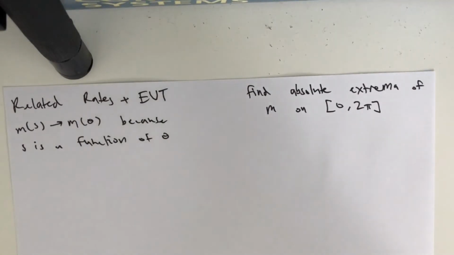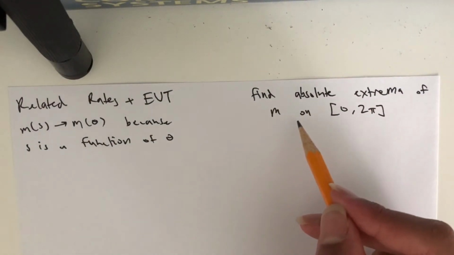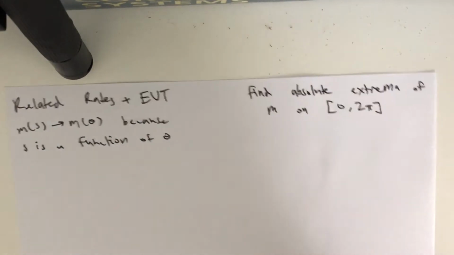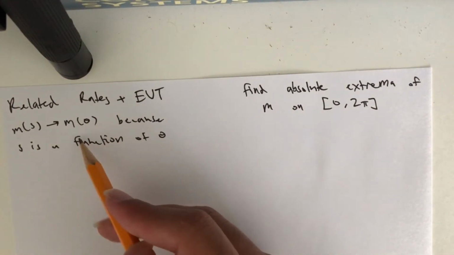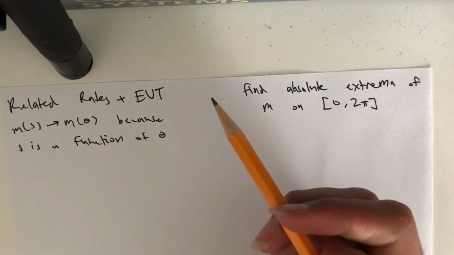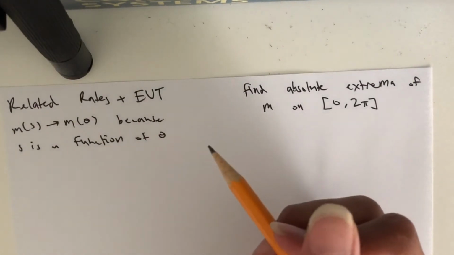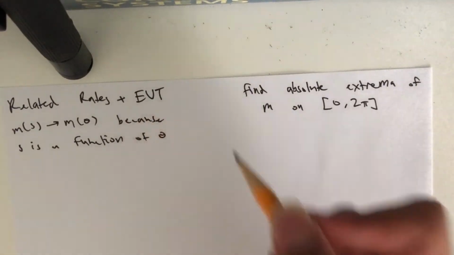The second part of the question asks us to use extreme value theorem to find the absolute extrema of m on the closed interval 0 to 2 pi. First, we'll take the m of s function that we thought of earlier and turn that into an m of theta function, because s is just a function of theta. This helps because we found the dm d theta derivative, and we can use that for the first derivative test, which is a part of the extreme value theorem.